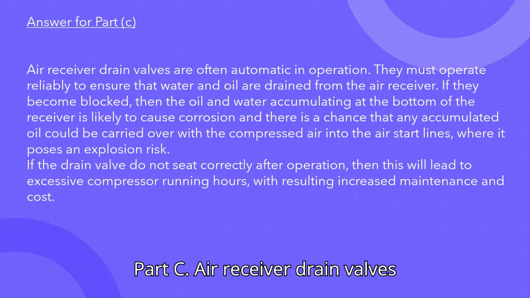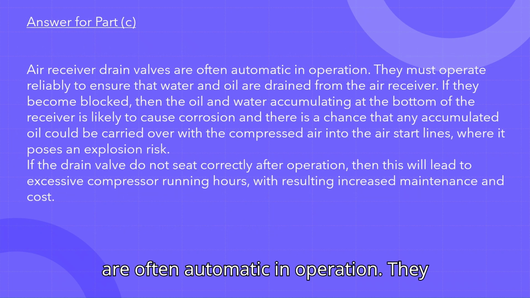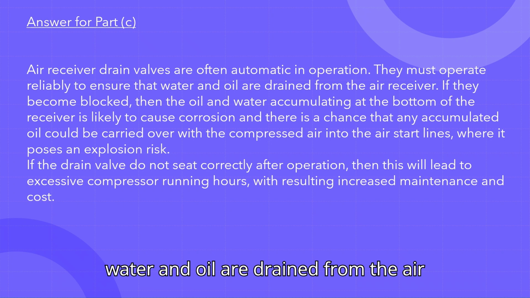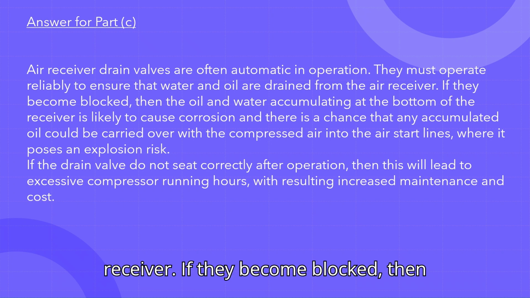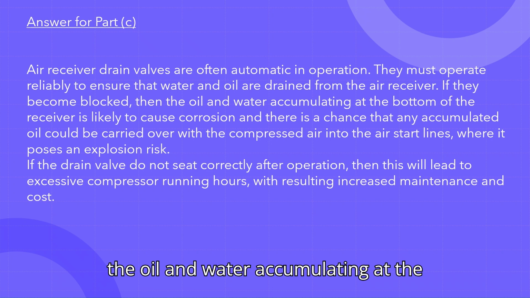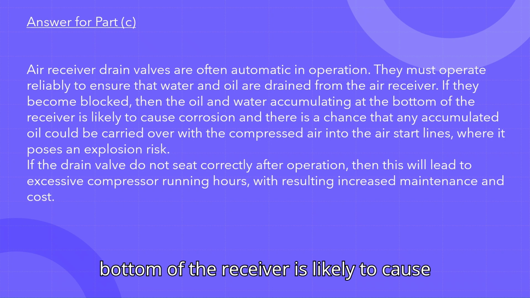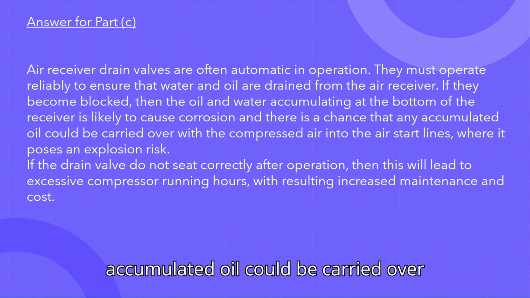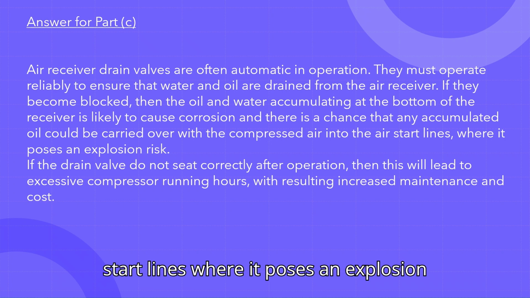Part C. Air receiver drain valves are often automatic in operation. They must operate reliably to ensure that water and oil are drained from the air receiver. If they become blocked, then the oil and water accumulating at the bottom of the receiver is likely to cause corrosion, and there is a chance that any accumulated oil could be carried over with the compressed air into the air start lines, where it poses an explosion risk.